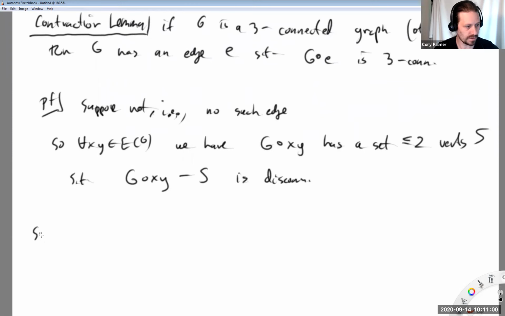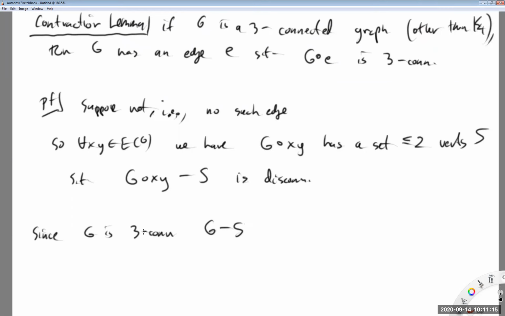Since G is 3-connected though, G minus S, what can you tell me about G minus S? It's connected. It remains connected, right? S is a set of at most 2 vertices. G starts out as 3-connected, so it's safe under the removal of 2 vertices. So G minus S, I wrote in my notes here that S does not disconnect G, but what that means is that G minus S is connected.